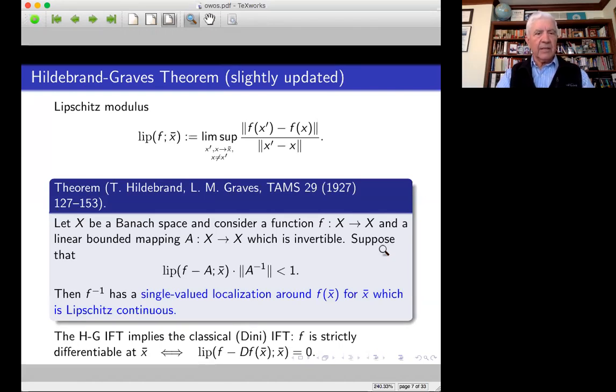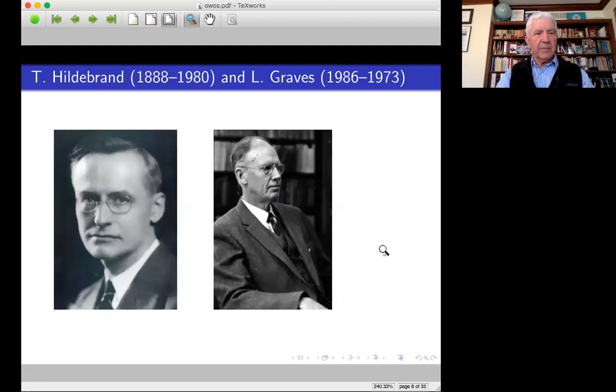So here is the Hildebrand-Graves theorem. And here are the pictures of Hildebrand and Graves. A few words about both of them. Lawrence Graves is the same Graves of the Lyusternik-Graves theorem, a great mathematician, analyst, who basically introduced functional analysis to the United States. Also, he worked all his life in calculus of variations. And he also spent all his life in Chicago.